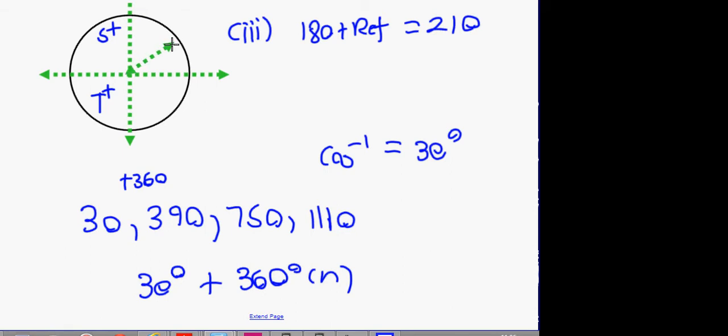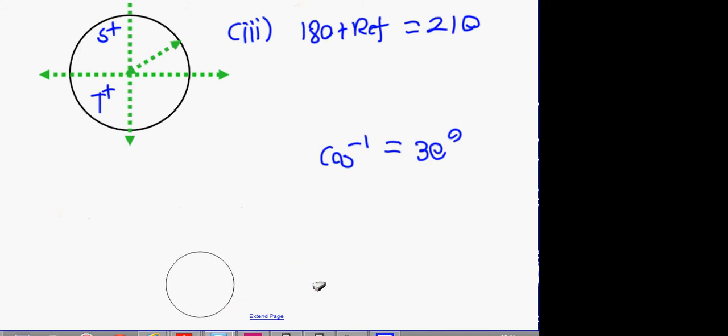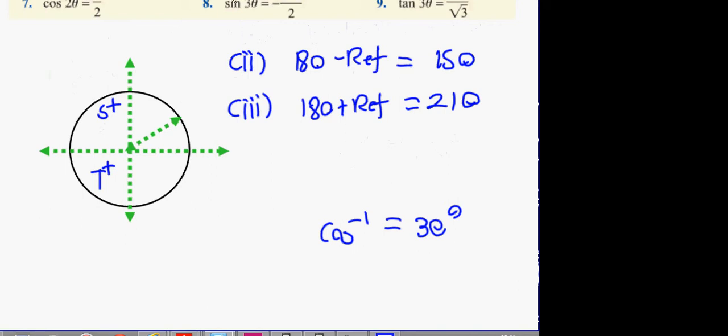So look at this. Here's my 30 degree angle. Oh dear, sorry guys, quick slip up there. I'm not actually using 30 degrees. I'm actually using 150. The two answers are 150 and 210.